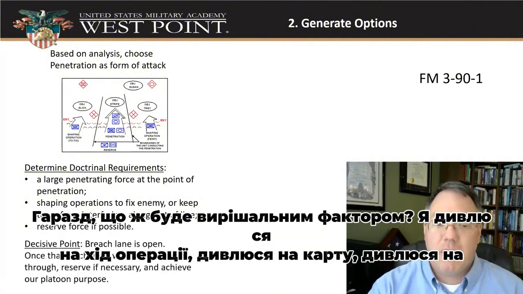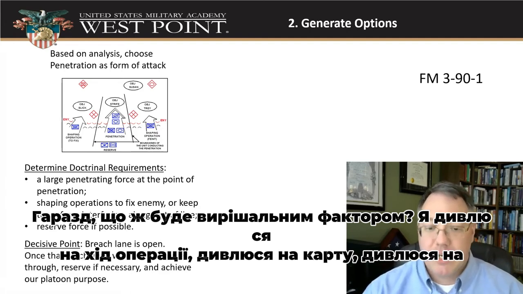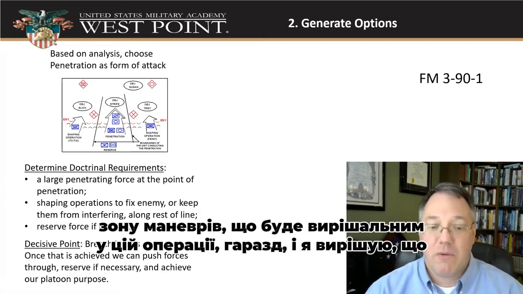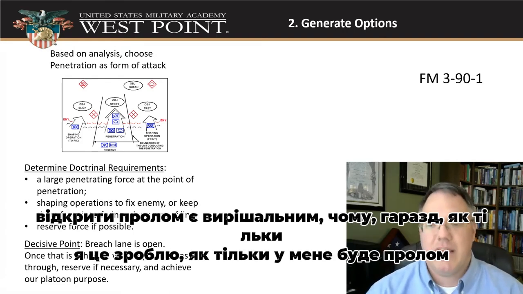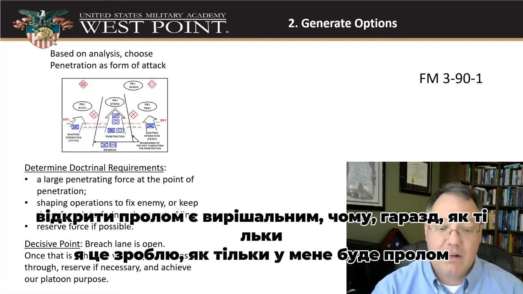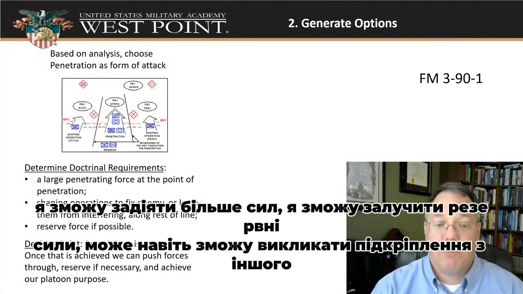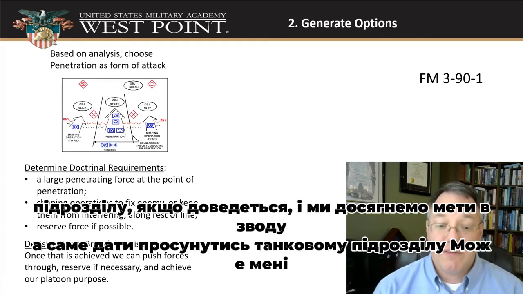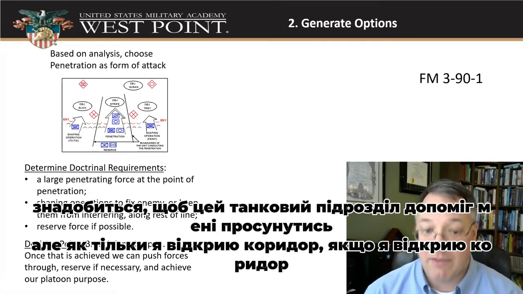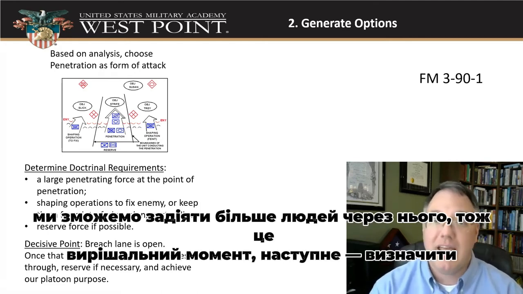Then I can think about, all right, what's my decisive point? I look at my operation, I look at my map, I look at the form of maneuver, and say, all right, what's going to be decisive in this operation? And I decide that getting that breach lane open is decisive. Why? Once I have a breach lane, I can push more forces through. I can get reserve forces. I can call in reinforcements from another unit if I have to, and we'll get that a platoon purpose of passing the armor unit through. I'm going to have that armor unit help me get through. But as long as I get a lane open, we can push people through that. So that's a decisive point.